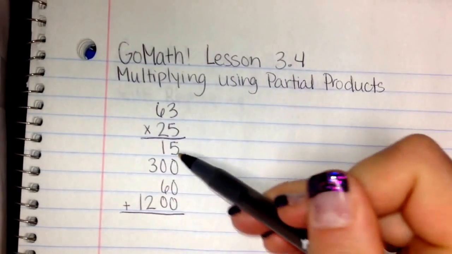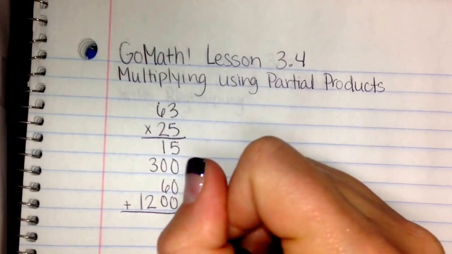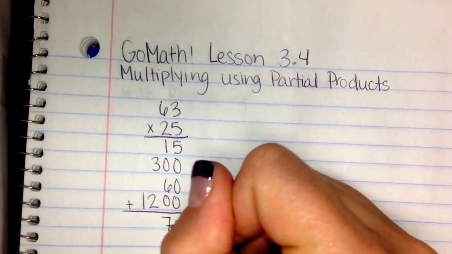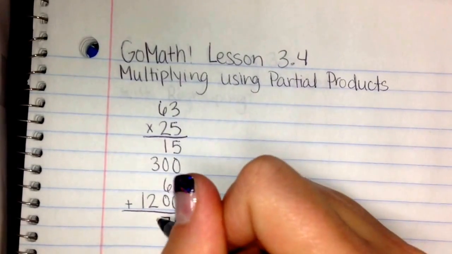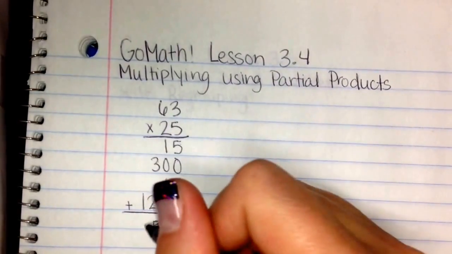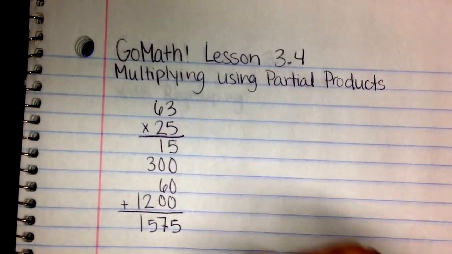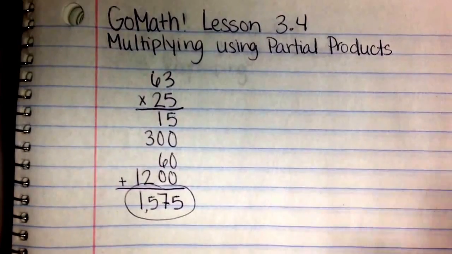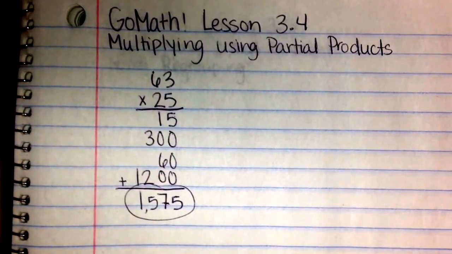These are all of my partial products, so I need to add them up to get my final product. 5 with all these zeros is just 5. 6 plus 1 is 7. 3 plus 2 is 5. And 1 plus nothing is 1. So my answer is 1,575.